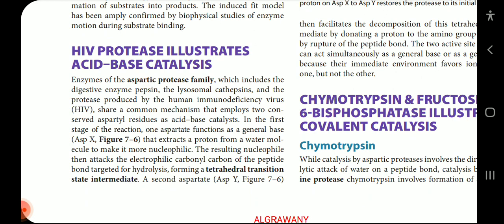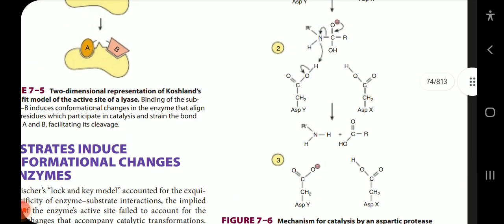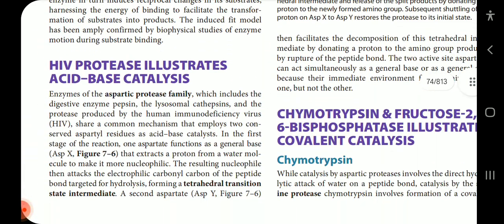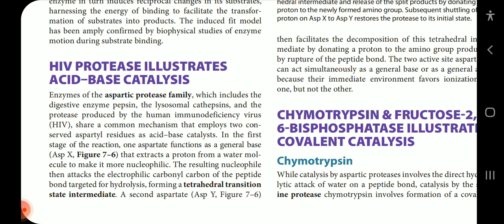HIV protease illustrates acid-base catalysis. Enzymes of the aspartic protease family, which includes the digestive enzyme pepsin, the lysosomal cathepsins, and the protease produced by the human immunodeficiency virus HIV, share a common mechanism that employs two conserved aspartyl residues as acid-base catalysts. In the first stage of the reaction, one aspartate functions as a general base. In figure 7.6 we can see aspartate functions as a general base that extracts a proton from a water molecule to make it more nucleophilic. The resulting nucleophile then attacks the electrophilic carbonyl carbon of the peptide bond targeted for hydrolysis, forming a tetrahedral transition state intermediate.